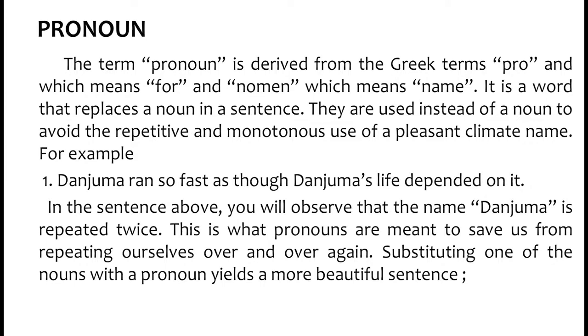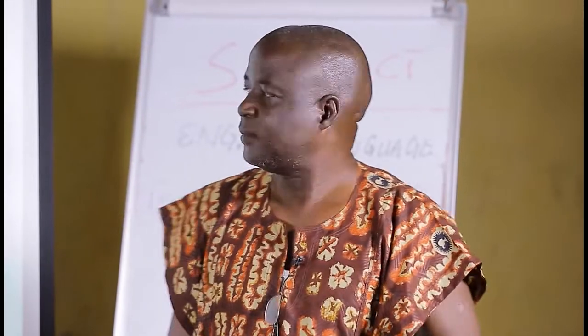In the sentence above, you'll observe that the name Danjuma is repeated twice. This is what pronouns are meant for. They are meant to save us from repeating ourselves over and over again. Now, substituting one of the nouns with a pronoun yields a more beautiful sentence. If we remove one of the Danjuma and substitute it with a pronoun, it gives us a better sentence.